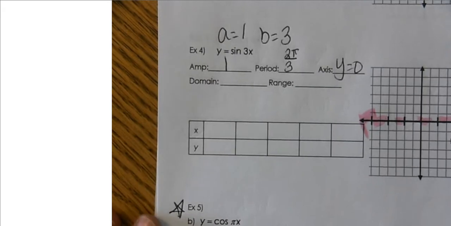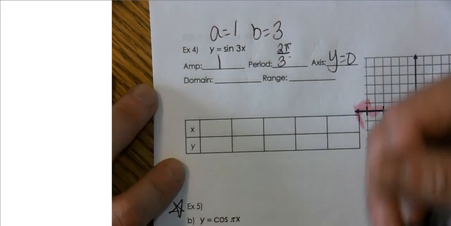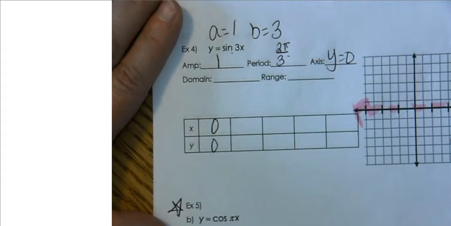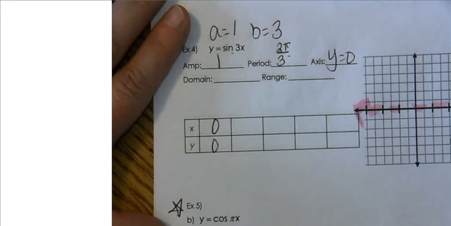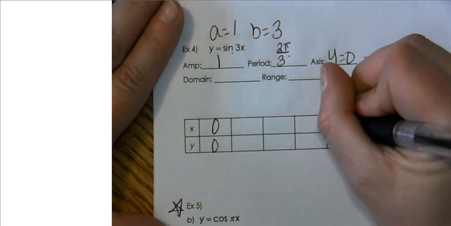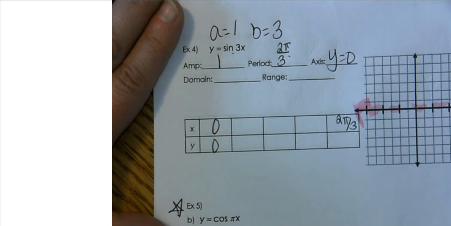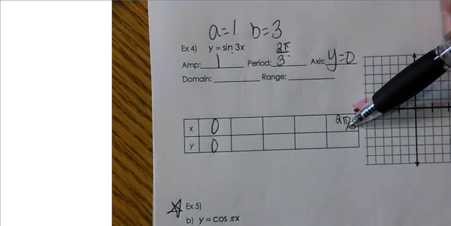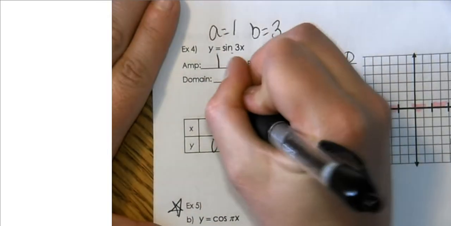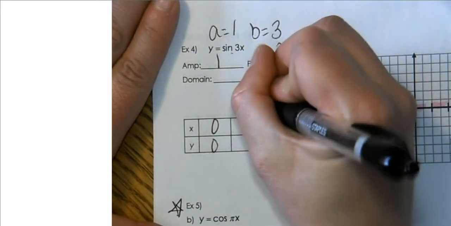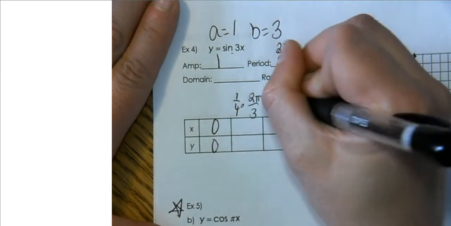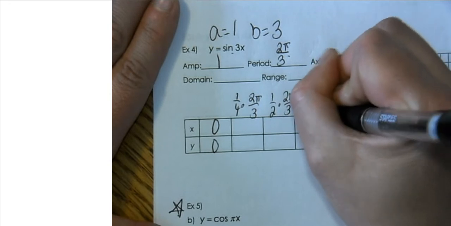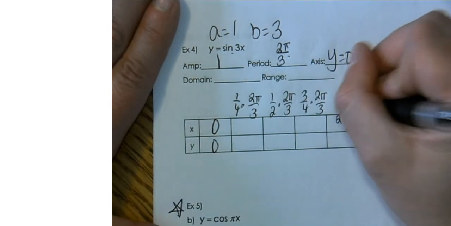So now I'm going to use that period to help me come up with my x values. Recognizing that this is a sine function, we start at 0, 0. If I do my calculations correctly, my last x value should be 2 pi over 3 since that's my period. And now I need to come up with my increments. So I'm going to use that 1/4 rule. So 1/4 times 2 pi over 3, 1/2 times 2 pi over 3, 3/4 times 2 pi over 3. And then we have, of course, 1 times 2 pi over 3, which is 2 pi over 3.